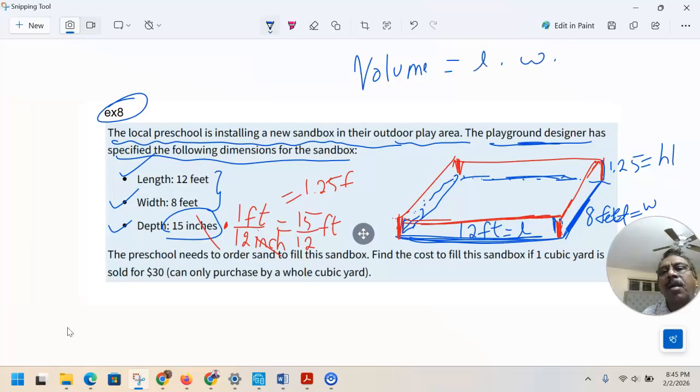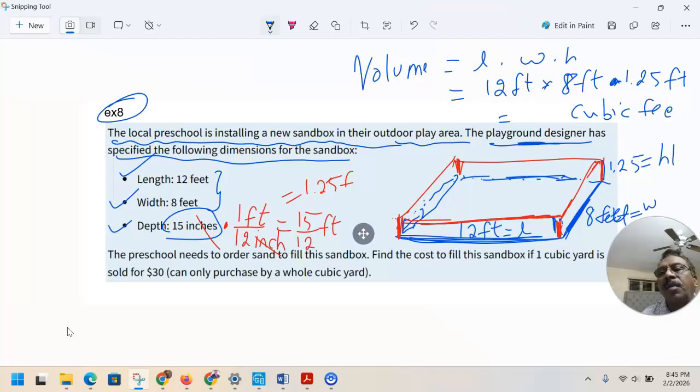So if you multiply all this, it's 12 feet times 8 feet times 1.25 feet. So that will be feet cube, right? So that will be cubic feet. So this is like cubic feet, or feet cube also.